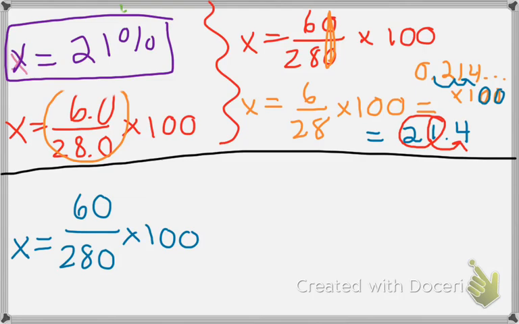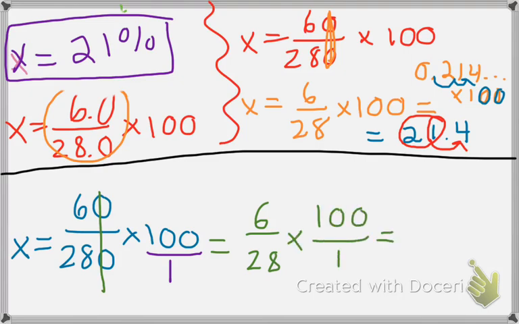Now in this case, we're going to do the multiplying, right? So we're going to put 100 over 1. Now again, we can remove those zeros. It just makes things a lot easier. So x equals 6 over 28 times 100 over 1. Okay, so 6 times 100 is 600. 6 times 1 is 6, add the 2 zeros, and then 28 times 1 is 28. So now you have 600 divided by 28.